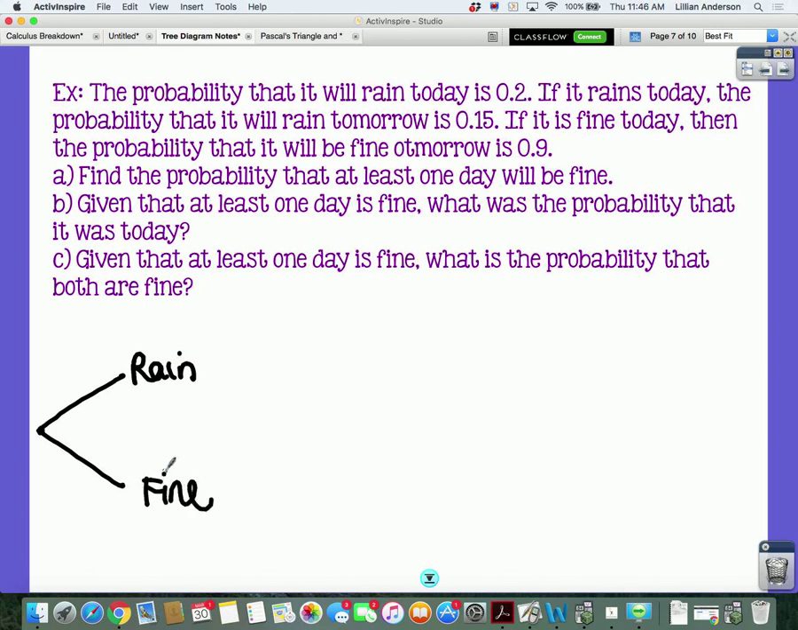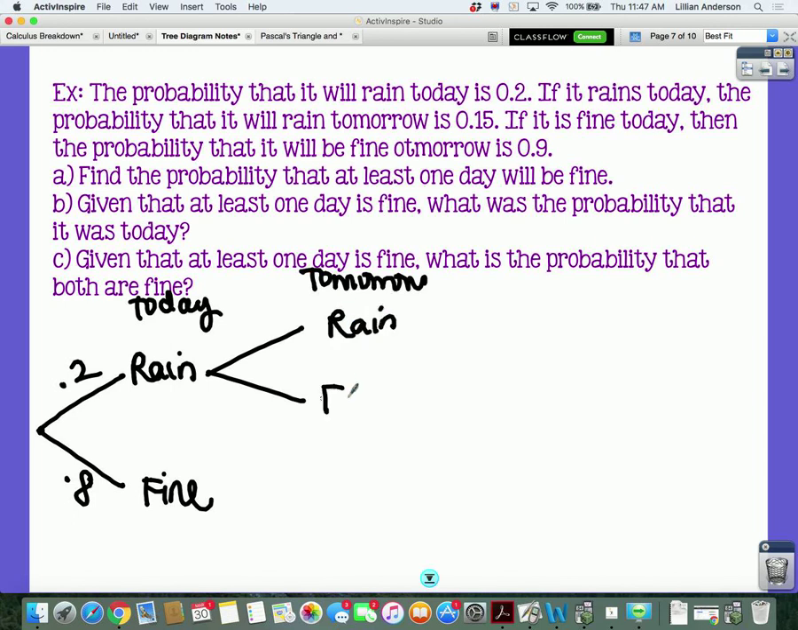Now it tells you that the probability that it will rain today is 0.2. So if it rains today, and that's 0.2, what's the probability that it will be fine today? 0.8. So then we have tomorrow. If it rains today, what could happen tomorrow? It could rain or it could be fine. According to the description, if it rains today, then the probability that it will rain tomorrow is 0.15. So we have 0.15 there. But if it rains today, what's the probability that it will be fine tomorrow? 0.85, because it has to add to 1.